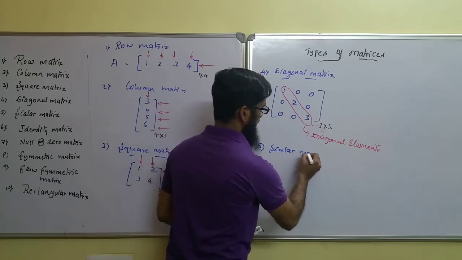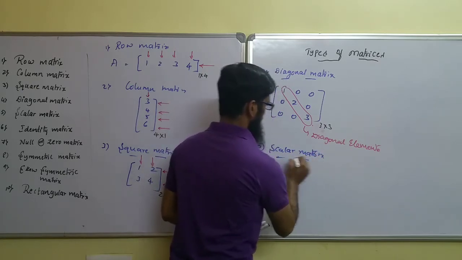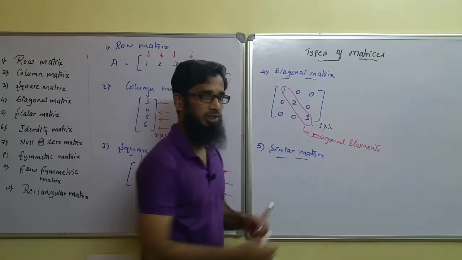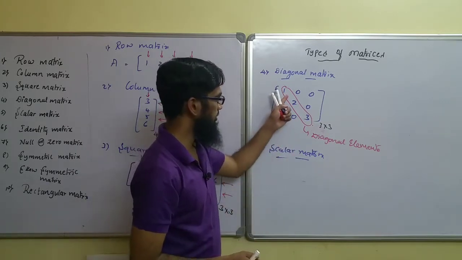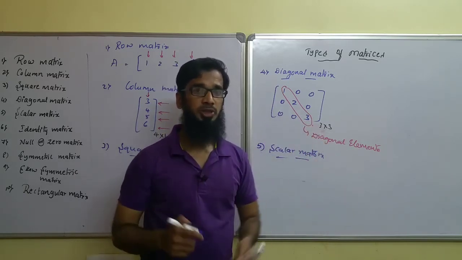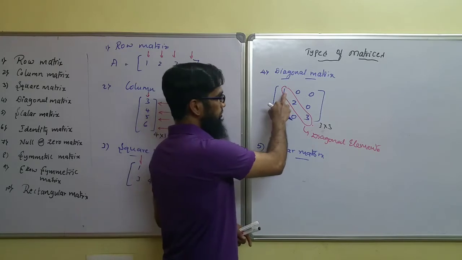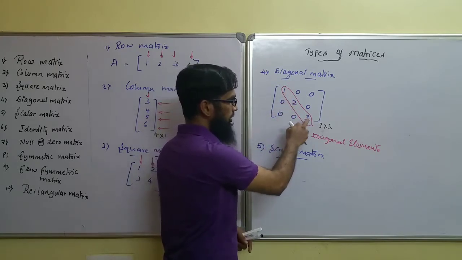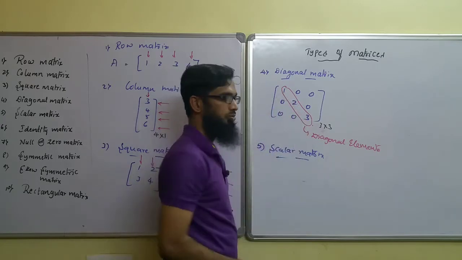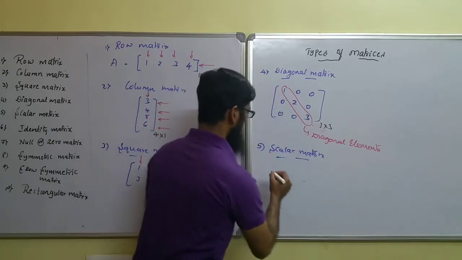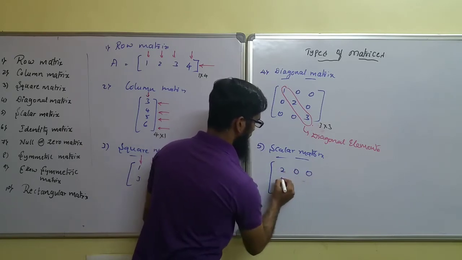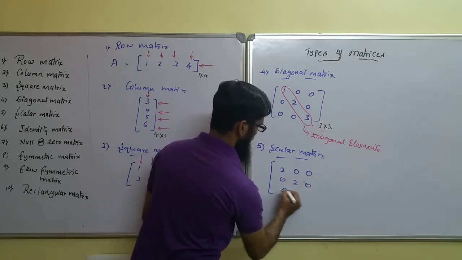Next we'll go for the scalar matrix. The scalar matrix is a continuation of the diagonal matrix. The only thing is, the diagonal elements I have given here should be the same element. If in place of 1 I take 1, the entire diagonal should be 1, or if I take 2 here, the entire diagonal should be 2. For example, 2 0 0, 0 2 0, 0 0 2.